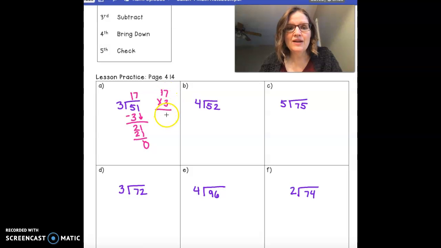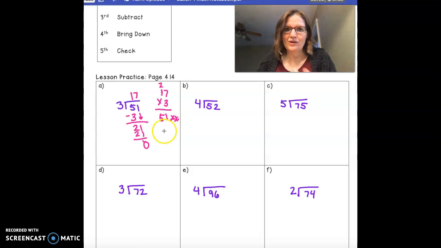3 times 7 is 21. I go 1, carry the 2. 3 times 1 is 3, plus 2 is 5. Yay! Our answer is correct. So we can move on. But that is how we check, because I failed to do that earlier in the lesson.